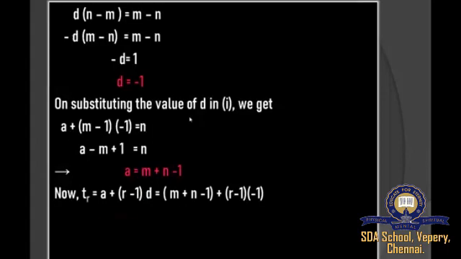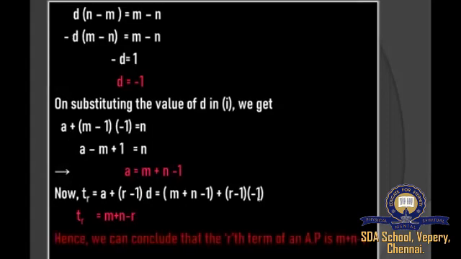Now what will happen? m plus n minus 1, if you multiply this r minus 1 into minus 1, now what will happen? r multiplied with minus 1, the answer will be minus r, and minus 1 into minus 1 will be plus 1. So on simplification, the answer will be m plus n minus r. Hope you people can solve it by yourself. These are all very basic simplifications. So after simplification, your answer will be Tr is equal to m plus n minus r. Hence we can conclude that the rth term of an AP is m plus n minus r. That is what we required.